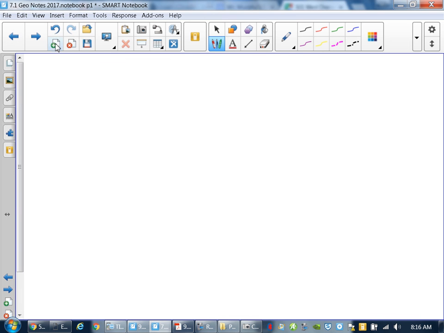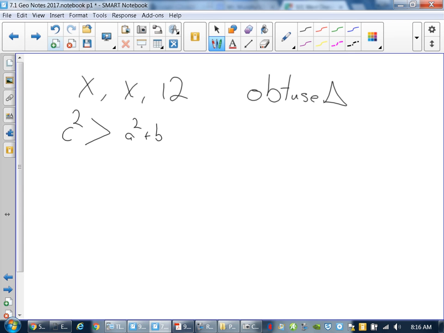Let's try another one. I want to find the value of x. Again, it's going to be an isosceles triangle because that x value is the same for both parts. I want to find a value of x that's going to create an obtuse triangle. Okay. So when I think about that in terms of an obtuse triangle, I have to go back and remember, c squared, is it going to be bigger or smaller than a squared plus b squared? It'll be bigger. So I write it out. The c squared has to be bigger than a squared and b squared.